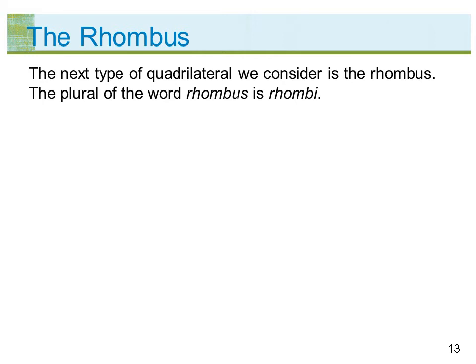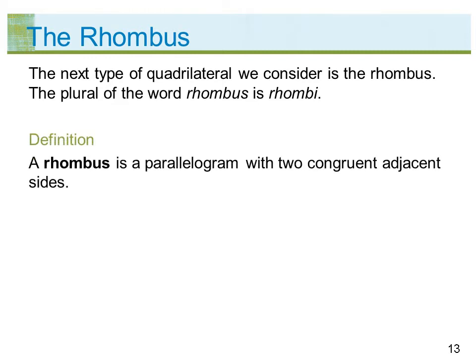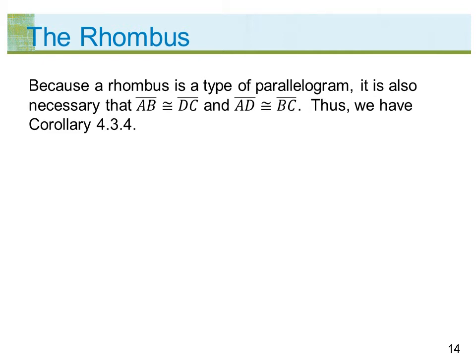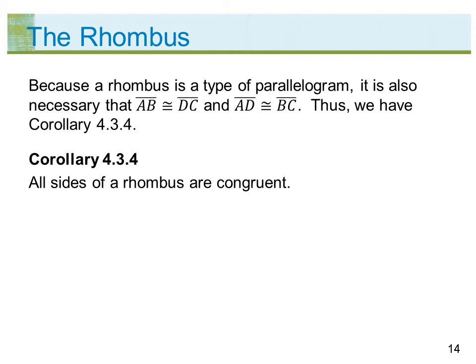The next type of quadrilateral we consider is the rhombus. The plural of the word rhombus is rhombi. Definition: a rhombus is a parallelogram with two congruent adjacent sides. In Figure 4.23, the adjacent sides, segment AB and segment AD, of rhombus ABCD are marked congruent. Because a rhombus is a type of parallelogram, it is also necessary that segment AB be congruent to segment DC and segment AD be congruent to segment BC. Thus, we have corollary 4.3.4. Corollary 4.3.4. All sides of a rhombus are congruent.